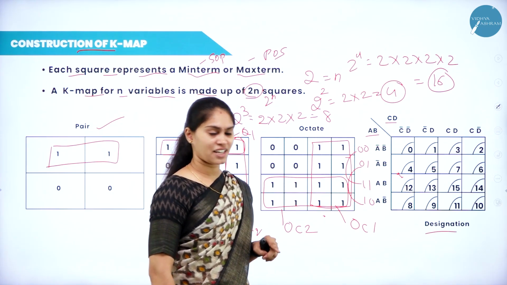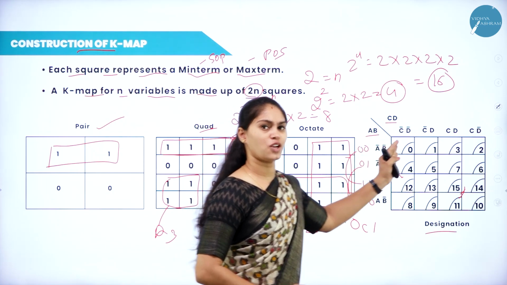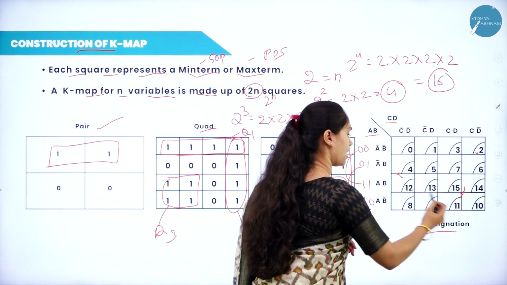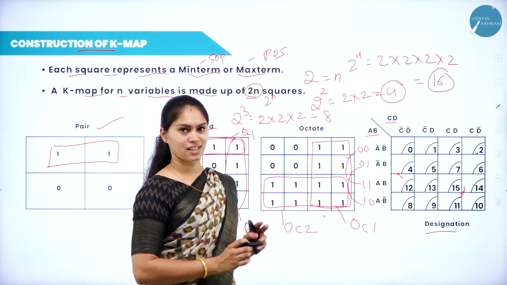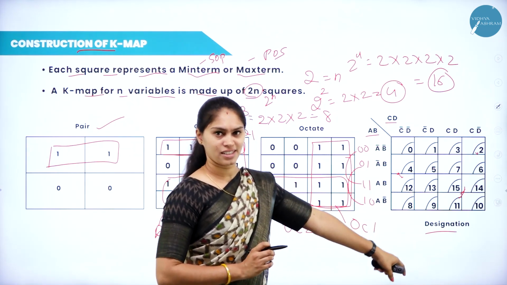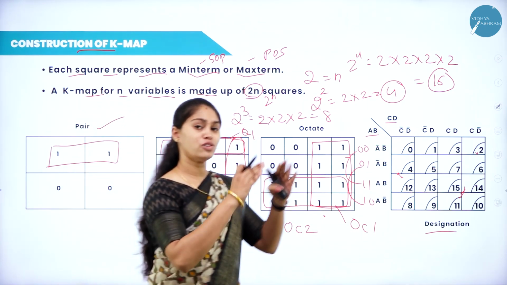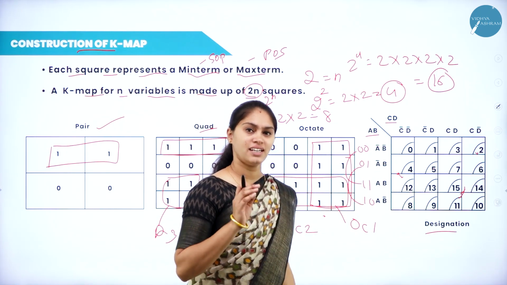Totally how many designations do we have here? At most 15. It starts from 0: 0, 1, 2, 3, 4, 5, 6, 7, 8, 9, 10, 11, 12, 13, 14, 15. This is the way of representing or writing the designation. I hope you got to know how to do the grouping and how to draw the K-map. You have to take the variables and write its designation.